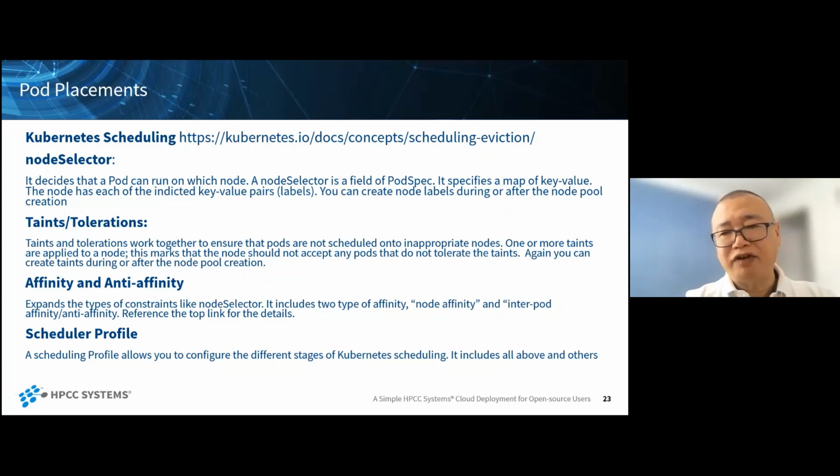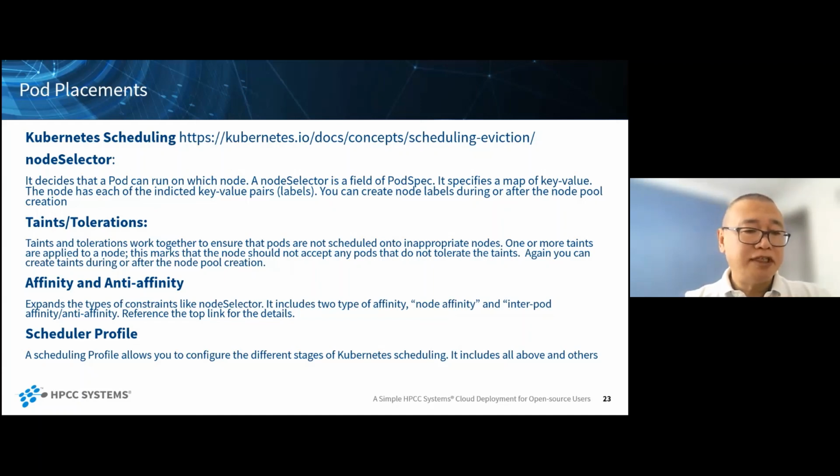It specifies a map of key-value pairs. The nodes must have each of the indicated key-value pairs as labels. So you can create a node label after the node pool creation. And the next one is taints and tolerations. They work together to ensure that the pods are not scheduled on inappropriate nodes. One more thing, taints are applied to a node. This marks that the node should not accept any pods that do not tolerate the taint. Again, you can create taints after the node pool creation.